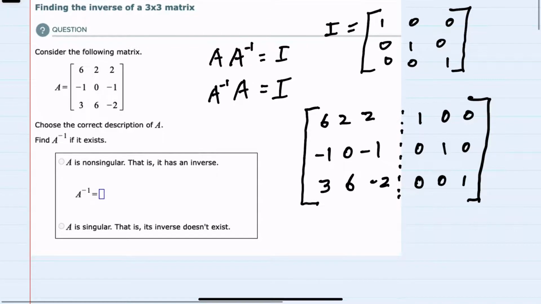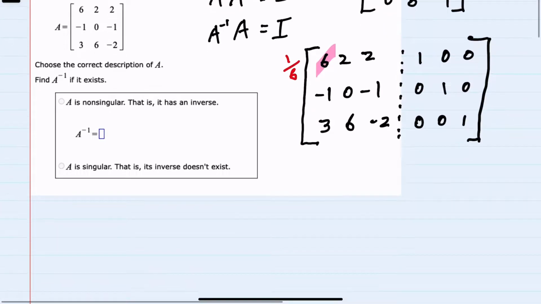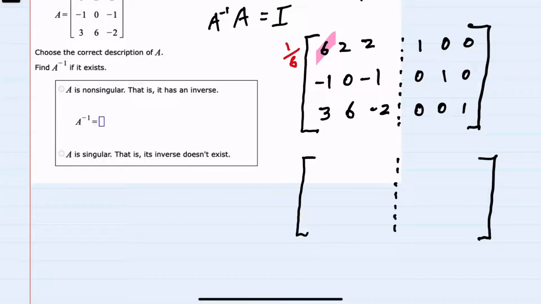So to start, I'm going to choose that upper left hand value, which is a 6, and my goal is to turn this left hand side into the identity matrix, so I want that to be a 1. And as I said, I can do row multiplication here. I can multiply this first row by a value. So I will multiply it by 1/6, because that will turn that first element into a 1. Since I'm not going to be using the second or third row for this first step, I'm just going to rewrite them, and then I'm going to distribute.